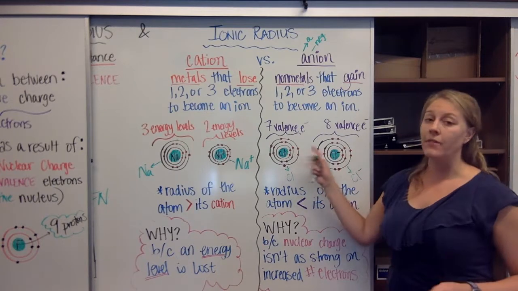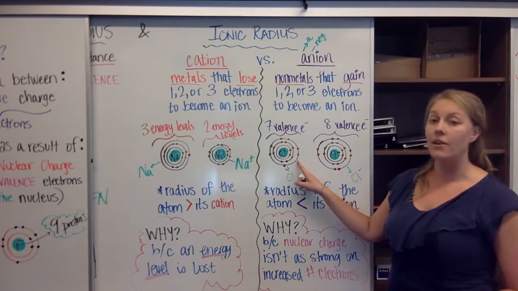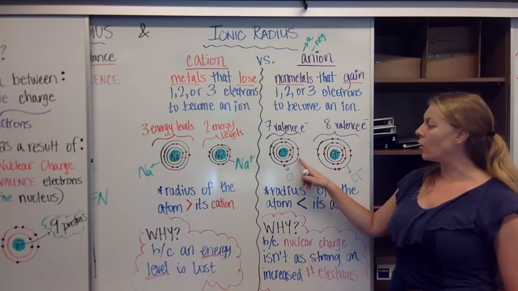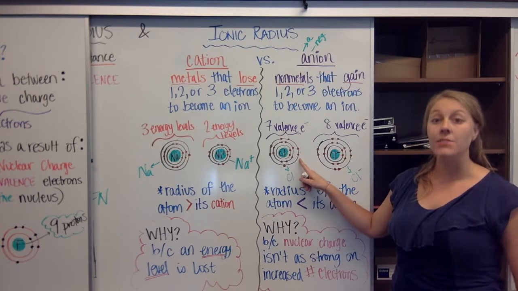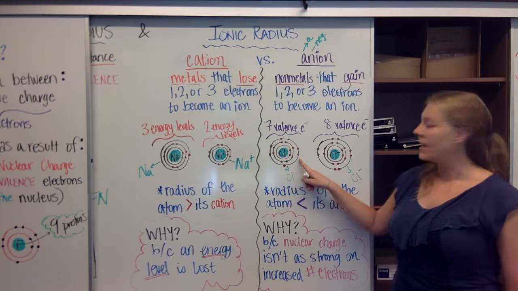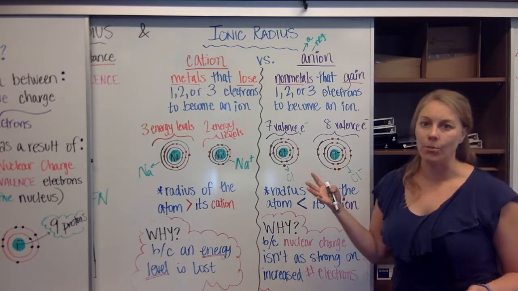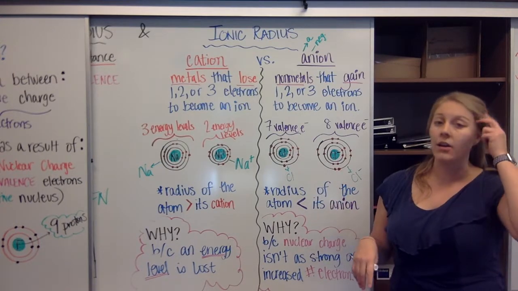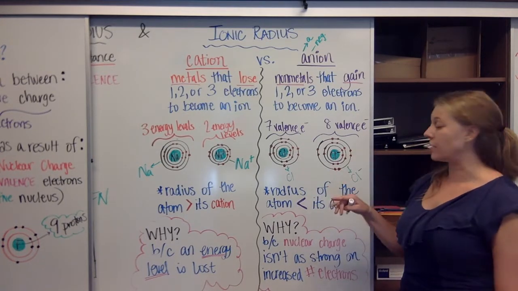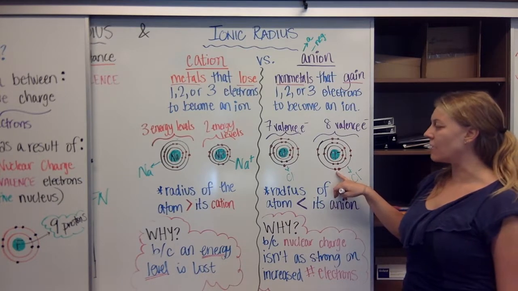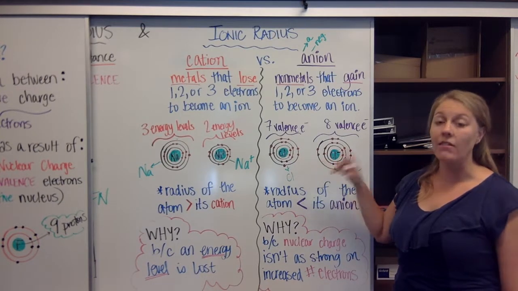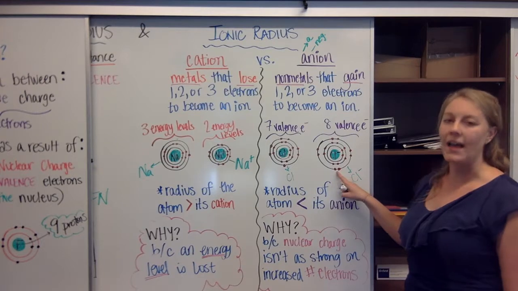They have the same number of energy levels. Chlorine has 7 valence electrons. To become like a noble gas, with an outer valence full, it wants 1 more electron. So it gains that other electron, same number of energy levels, all that has changed is there's 1 extra valence electron.